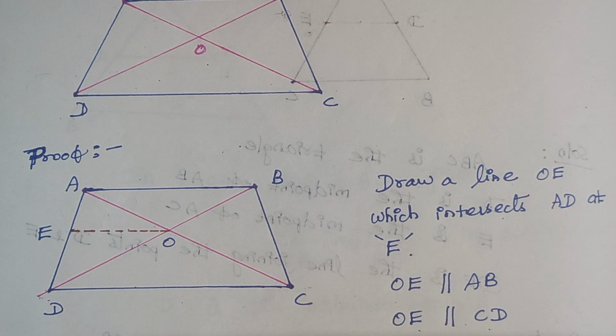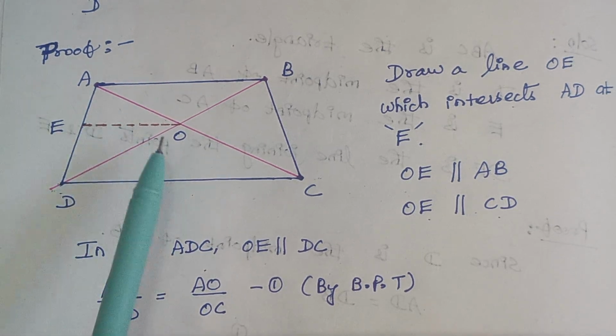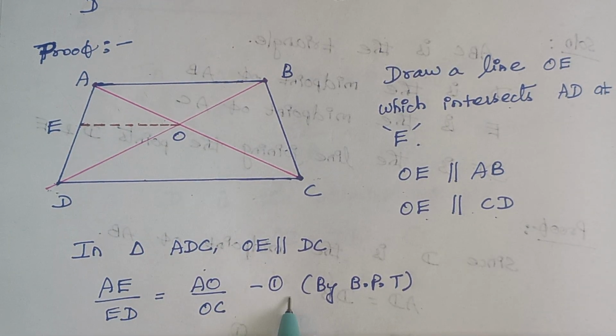Right, this is what BPT says. So just write it: AE by ED is equal to AO by OC. Mark it as equation 1.